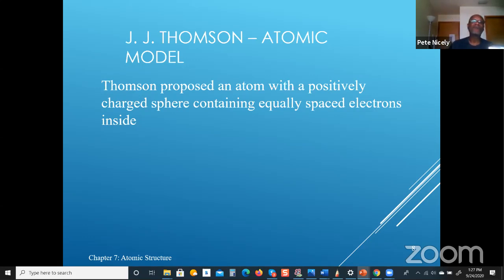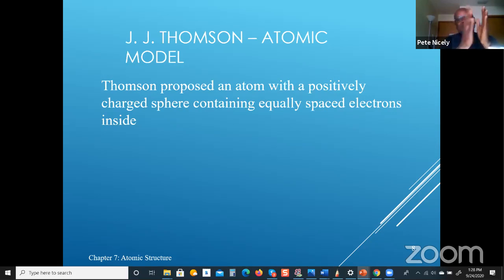And basically what he proposed is an atom with a positively charged sphere containing equally spaced electrons inside. Before I move on to the actual model, there's one thing I neglected to mention. Upon discovery of the electron, and knowing that the electron is negatively charged and that the atom is neutral, the logical conclusion is that there's some other part of the atom that is positively charged.